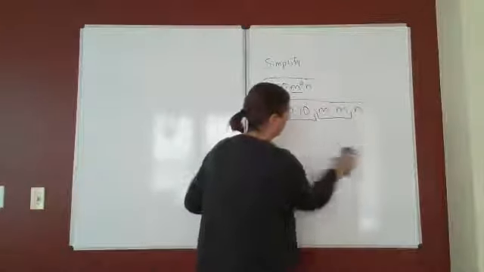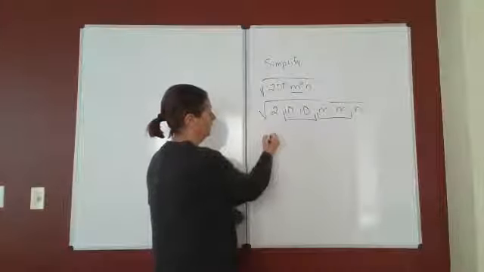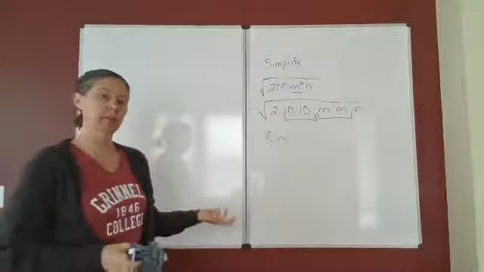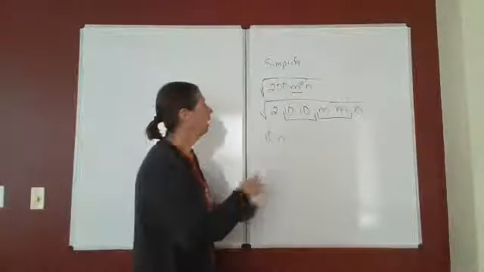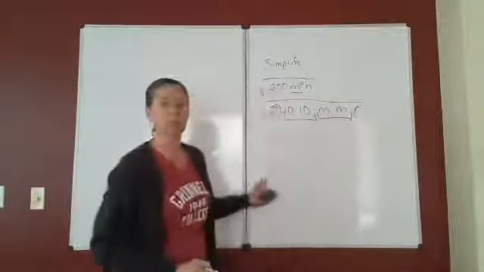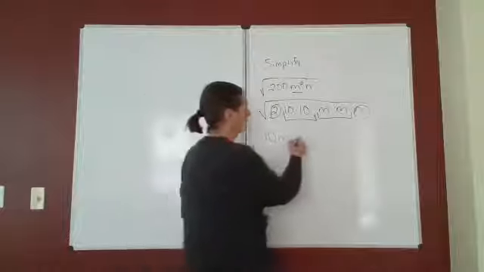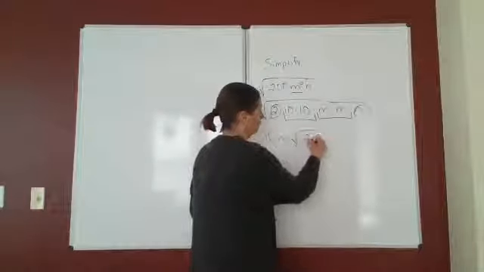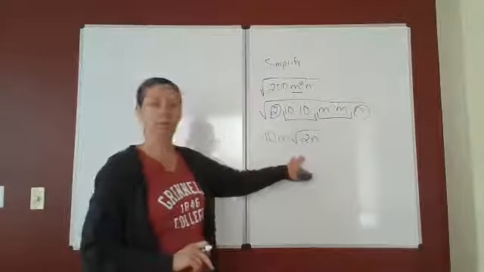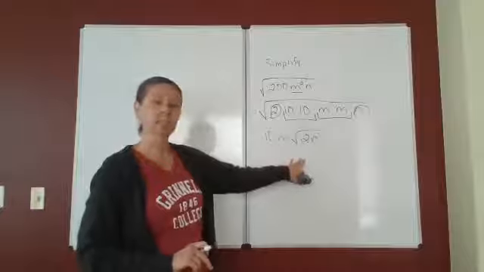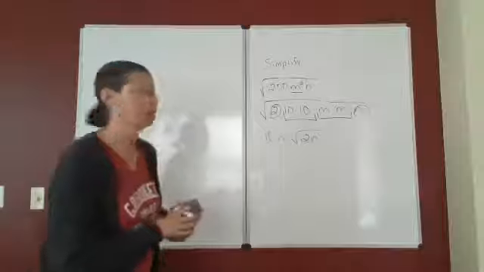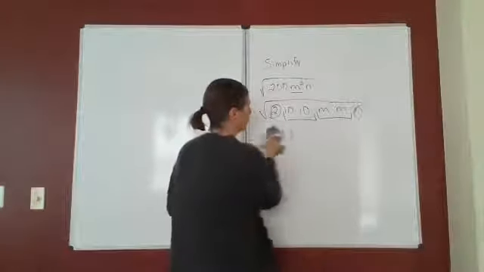Give ourselves a little more room here. So I can pull my 10 and my m out in front because I've taken away the square root and the square. And now I have the pieces that are left underneath the square root, which in this case is going to be my 2 and my n. So my answer to this problem is going to be 10m times the square root of 2n. And that is the simplified version of my original problem here. Okay? All right, let's do one more.